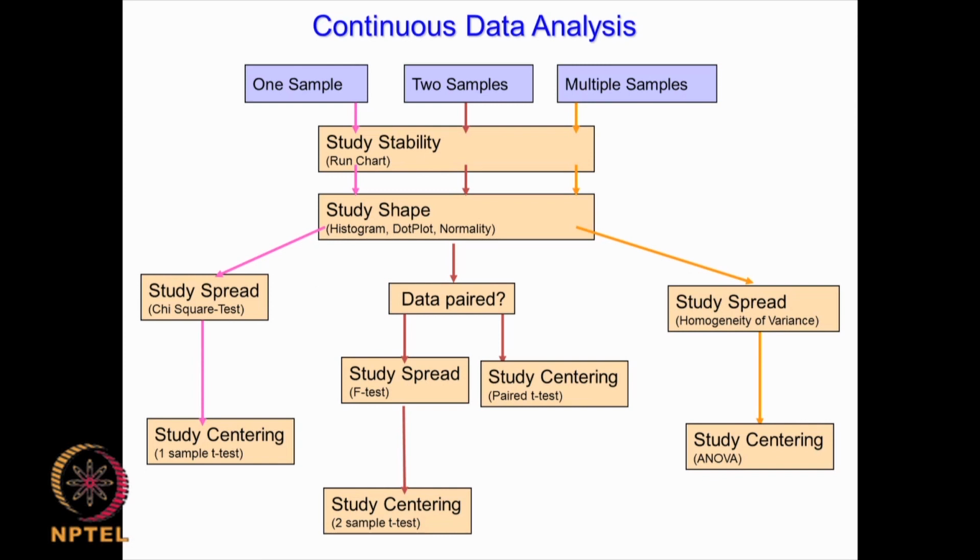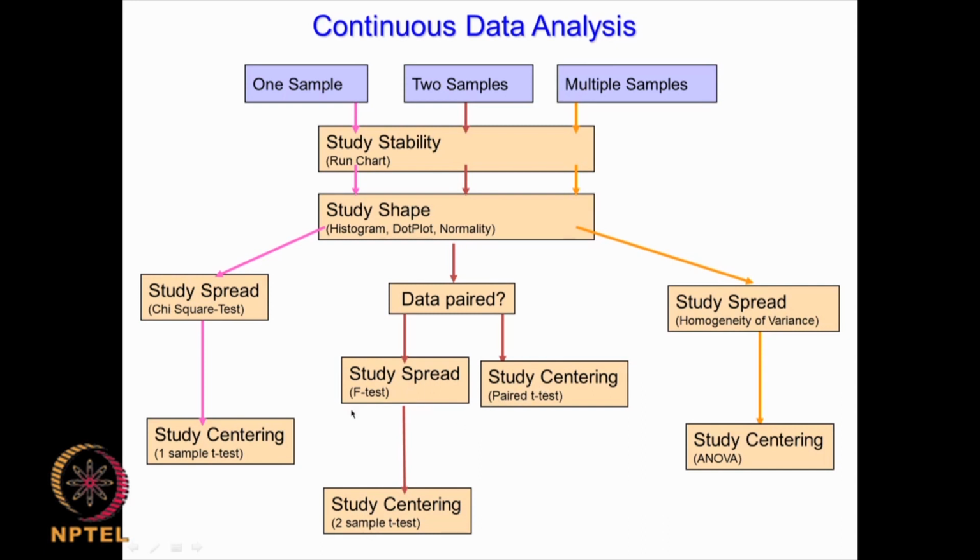So, we can have only one sample collected, comparing it with the population, or we could be having 2 samples collected, comparing with the population. We could have multiple samples collected, comparing with the population. Then if I am comparing means, then there is something called t-test, the 1 sample t-test, the 2 sample t-test, pair t-test.